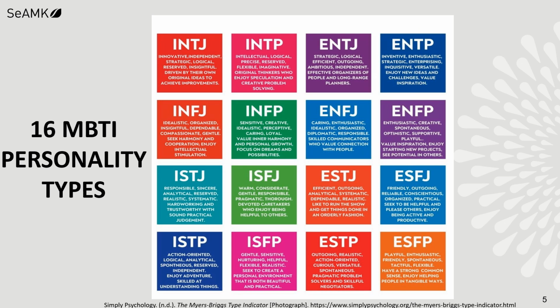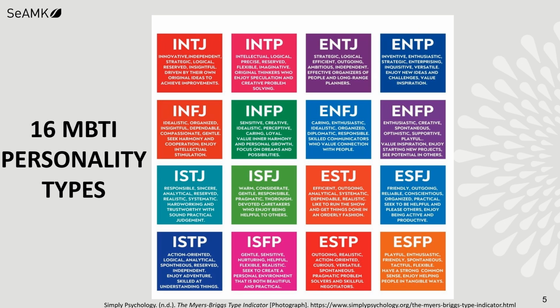ISFP, the artist, easygoing and flexible. They tend to be reserved and artistic. INFJ, the advocate, creative and analytical. They are considered one of the rarest Myers-Briggs types. INFP, the mediator, idealistic with high values. They strive to make the world a better place. INTJ, the architect, highly logical. They are both very creative and analytical.